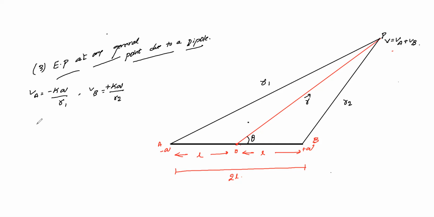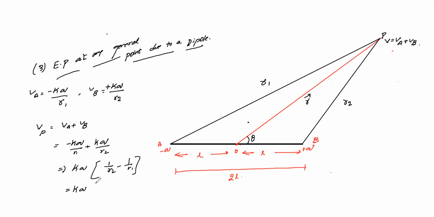So now we are going to find the potential V at any general point. V is equal to VA plus VB. VA is nothing but minus KQ by R1, plus KQ by R2. KQ is common, so I'll write it as KQ into 1 by R2 minus 1 by R1. When I do the cross multiplication, it is KQ into (R1 minus R2) by R1 R2. This is your relation for VP.